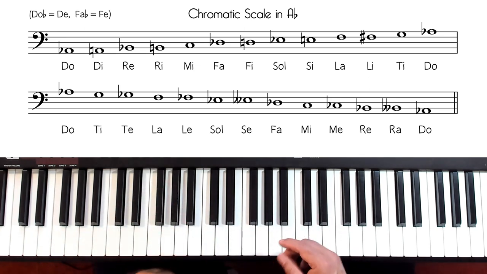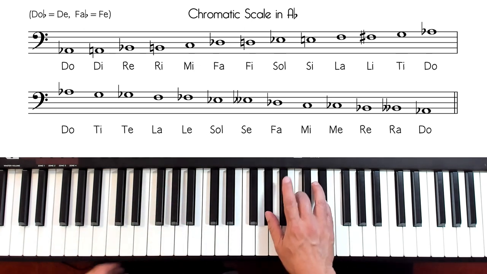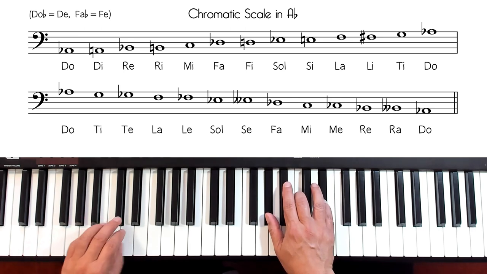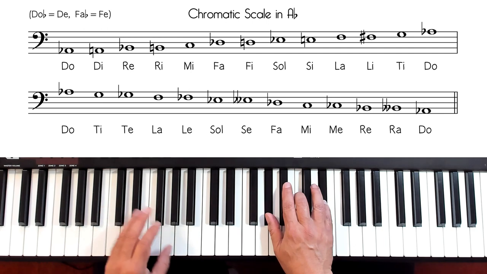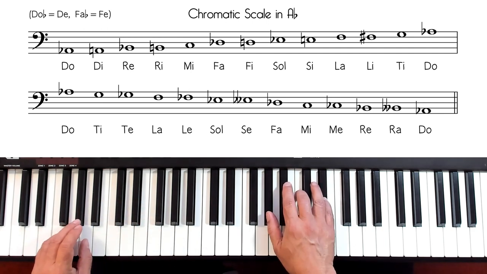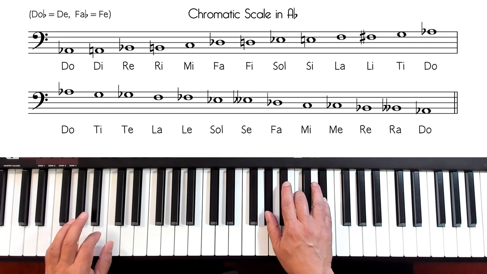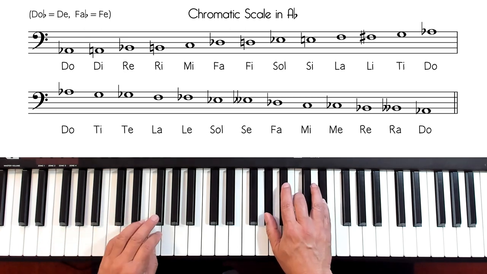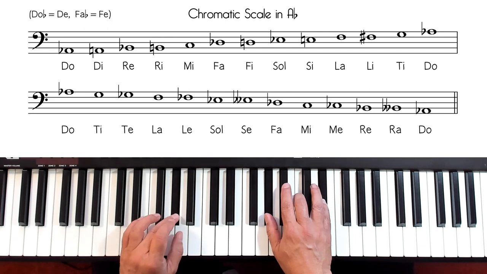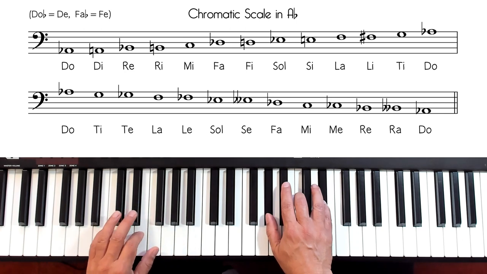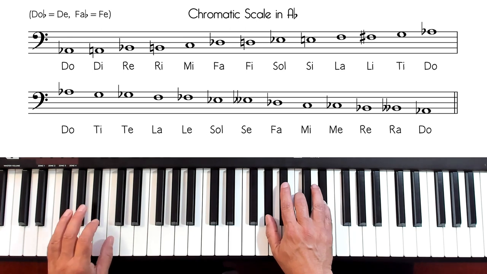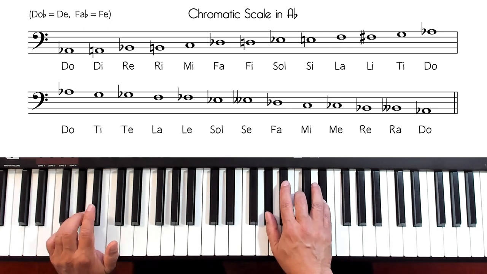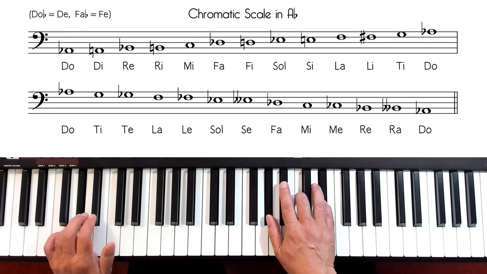Okay, now we're gonna go to the next level. We're gonna play our major triad with our right hand, and we're gonna touch the keys on the keyboard, but we're not gonna play, we're gonna sing only. So here we go. Do, di, re, ri, mi, fa, fi, sol, si, la, li, ti, do. Descending. Do, ti, te, la, le, sol, se, fa, mi, me, re, ra, do. And that's it for our warm-ups with scales.